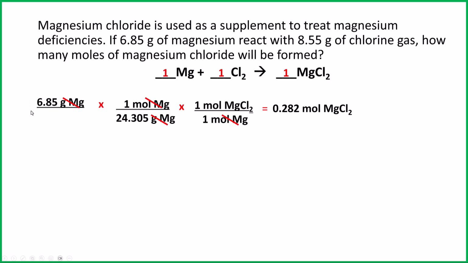So this is one reactant, and this is one amount of product that could be made based on how much magnesium we have. Now we're going to do the other reactant. So we're going to compare the chlorine to the magnesium chloride. So do the problem again, but use the chlorine and the chlorine ratio and molar mass instead of magnesium. So pause the video, do that, and then come back and check it.